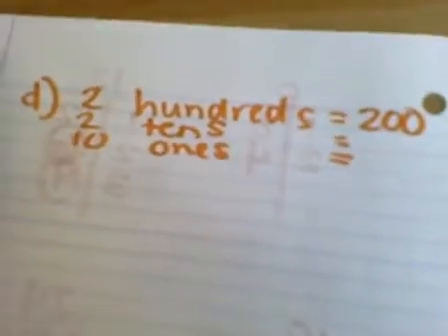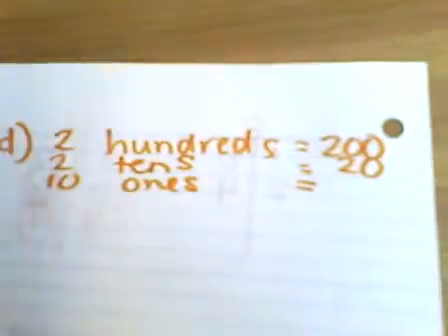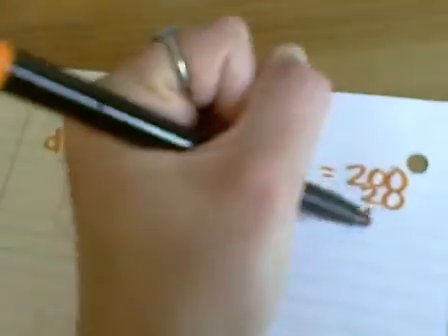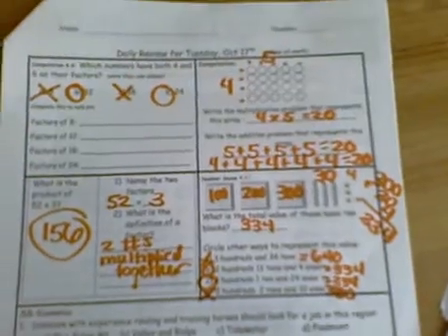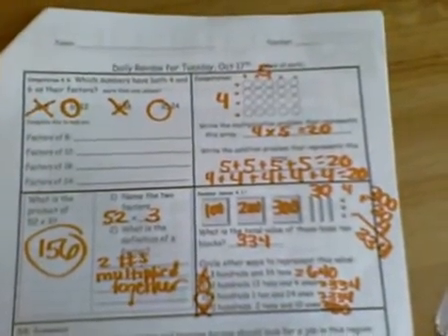Let's solve D. 200s, which would be 200. 2 tens, 20. 10 ones, 10. That would equal 230. That does not match our value of 334, so I can eliminate D. There are your answers for the math portion.